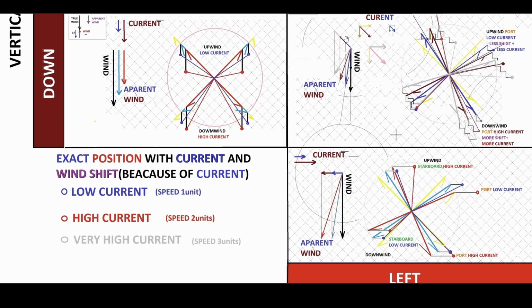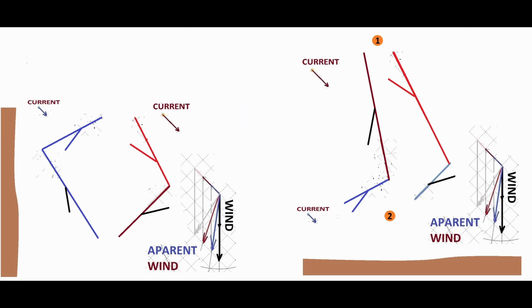Next example, current from left to right and from top to bottom. As the current increases, the apparent wind shifts to the right and decreases. First criterion for deciding how I will sail is this. Upwind, I will choose port tack where the current is lighter, with less wind shift and less current resistance. Downwind, the first criterion is this. I will choose port tack where the current is stronger, favored by the greater wind shift and the stronger current pushing me downwards.